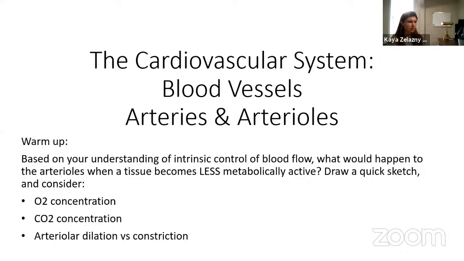Everyone, as you file in, go ahead and start working on this warm-up problem. This is going to test our understanding of what's going on with metabolic activity in the tissues versus constriction and dilation of the arterioles. So basically here, I'm asking you to think about active hyperemia, and then I want you to think about what would happen in the opposite situation. Give you a second to work on this before we go over it as a group.